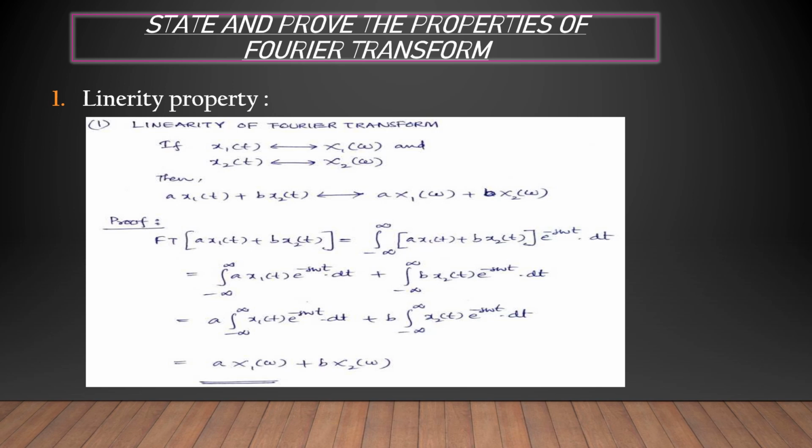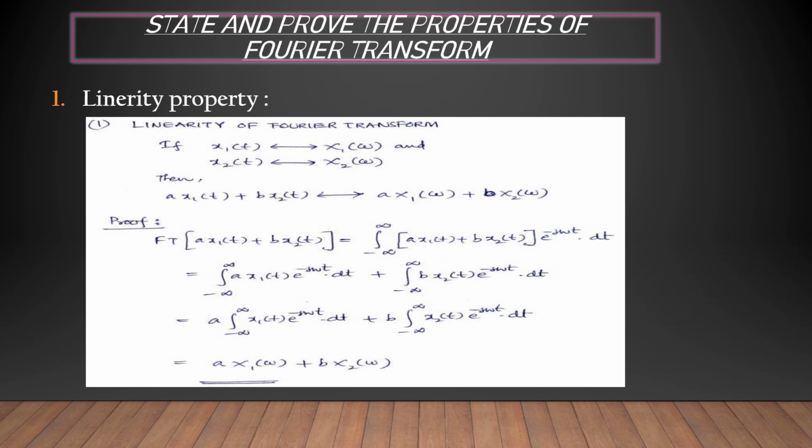Let us consider x1 of t to be one signal and x2 of t to be the second signal. Therefore, when x1 of t undergoes the Fourier transform, it will exhibit X1 of omega, and when x2 of t undergoes the Fourier transform, it will exhibit X2 of omega. Then the linearity property is stated as a into x1 of t plus b into x2 of t, when it undergoes the Fourier transform, will exhibit a into X1 of omega plus b into X2 of omega, where a and b are constants.